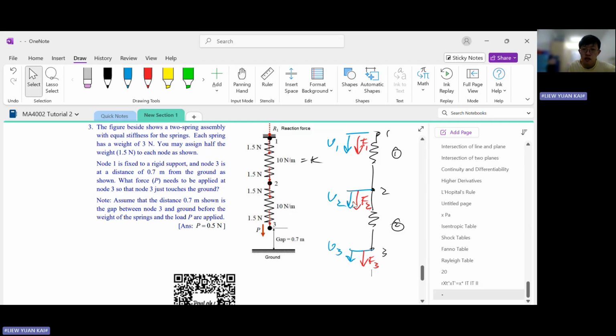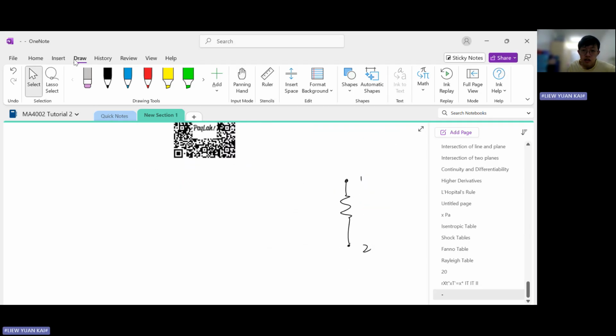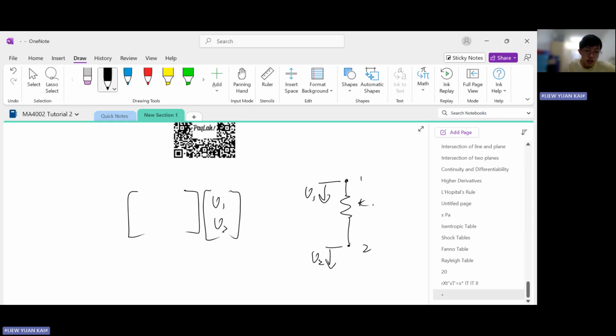Now you must write out the element equilibrium equations. For a spring like this, with displacements U1 and U2 and spring constant K, its element equilibrium equation will be: since its nodes are 1 and 2, I will label the columns and the rows 1 and 2. Then its entries are K, minus K, minus K, K. So this is spring 1.